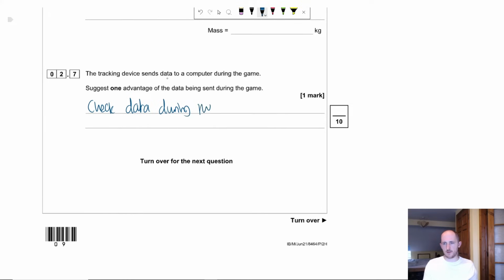During the game. Okay? You can also say things along the lines of it doesn't have to be downloaded afterwards or anything like that. You don't have to wait until after the game to get information on the performance. You can make changes during the game. Any of these are also accepted.